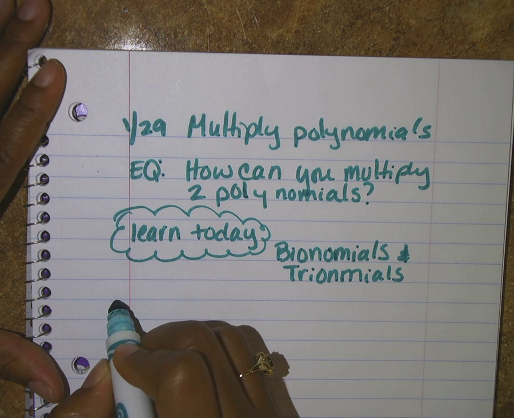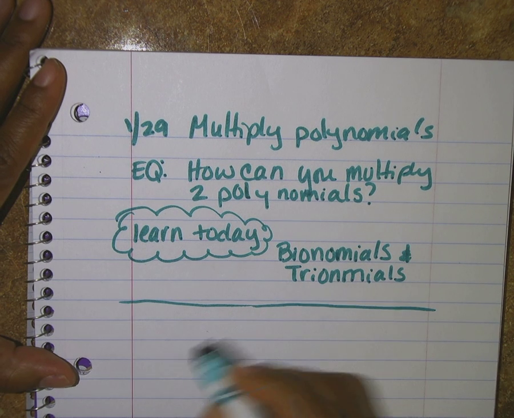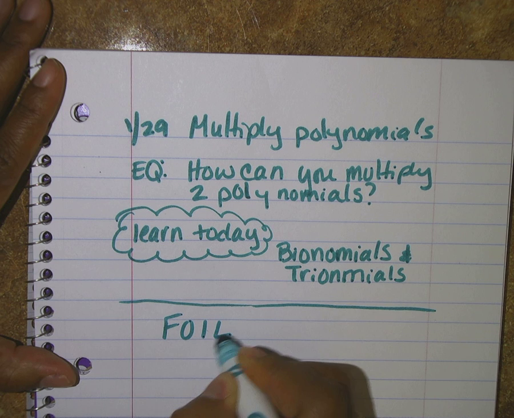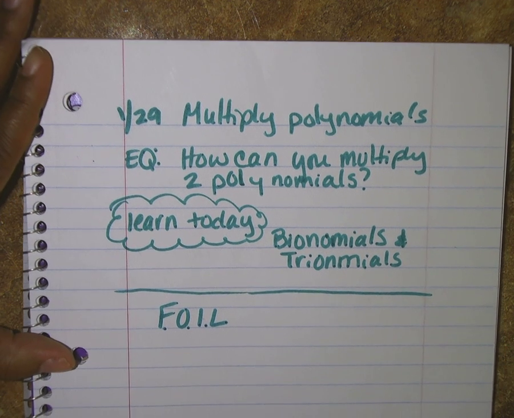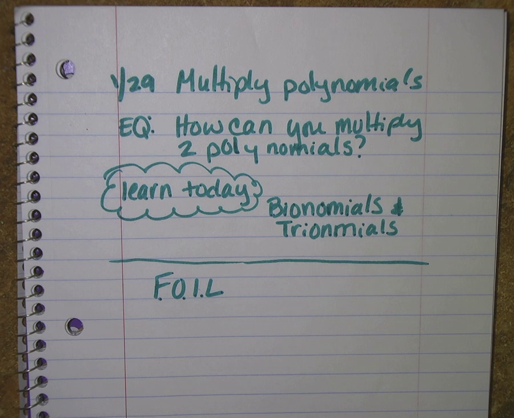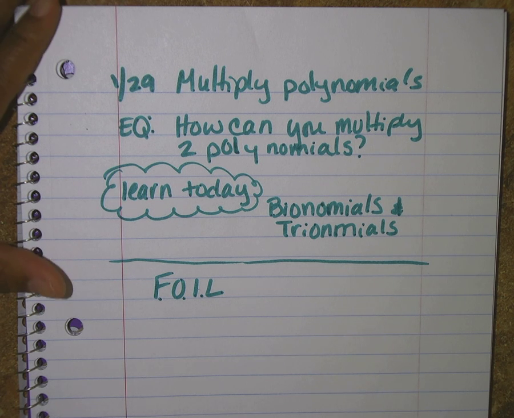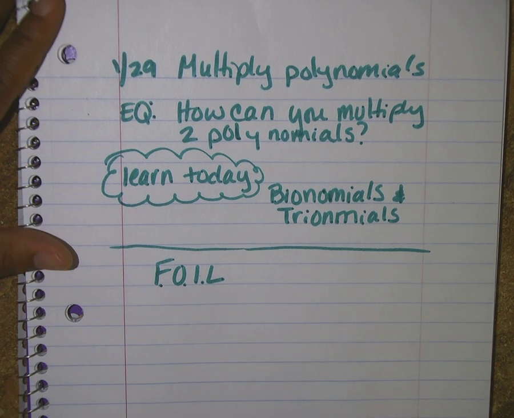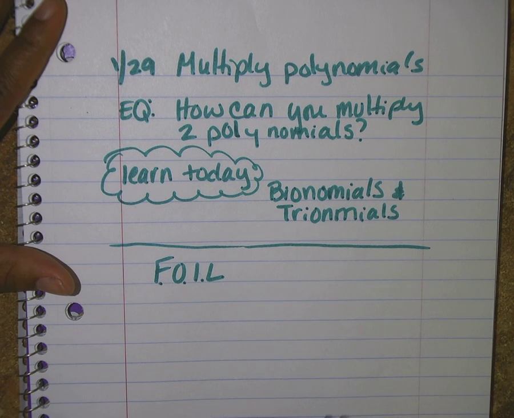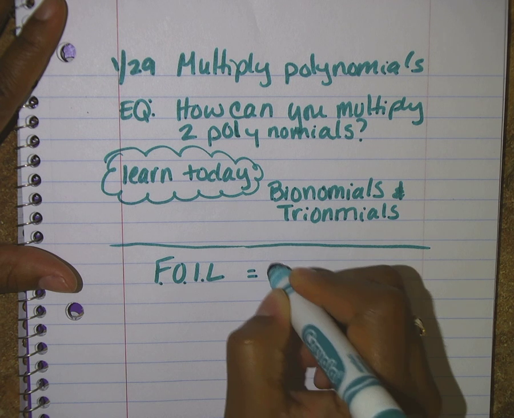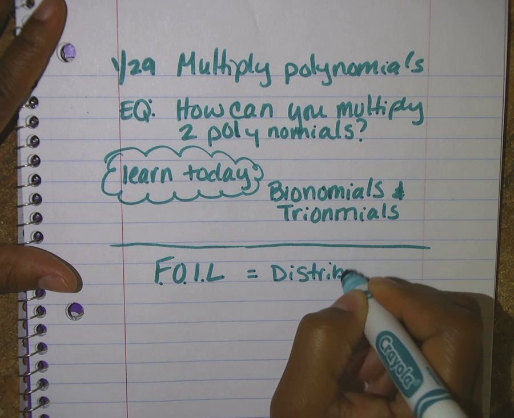So now we're going to introduce you to the word FOIL. Yes, the FOIL method is very easy. There are two different types of methods. I'm going to first do the FOIL method today, and I'm going to show you a box method on Monday. The FOIL method is just the same thing as saying you're going to use the distributive property.